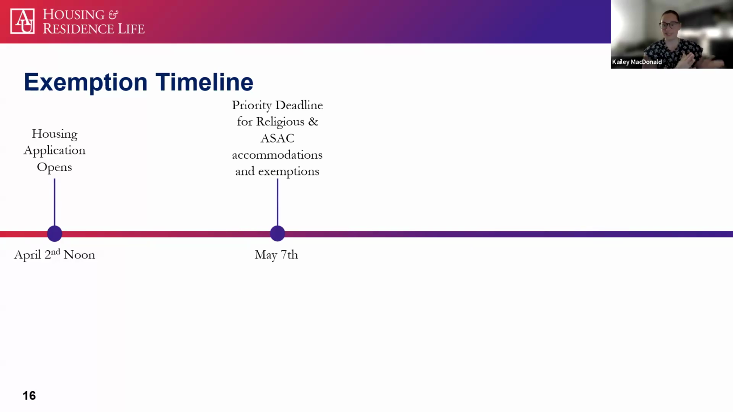The next date, very similar to our application, there is a priority deadline for religious and ASAC, which is our Academic Support and Access Center accommodations and exemptions. So this is in line with our application priority deadline. And again, it's a priority deadline to make sure that we can provide you an answer in a timely fashion. The next deadline is on June 1st. So all of those other exemption guidelines that I outlined, those are all going to be due June 1st.